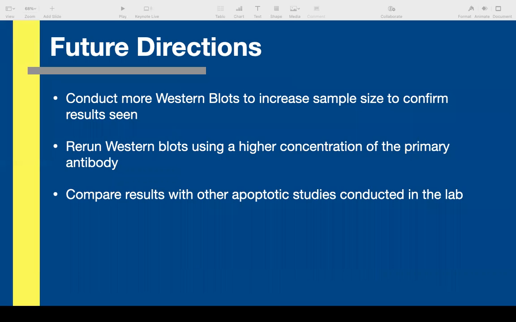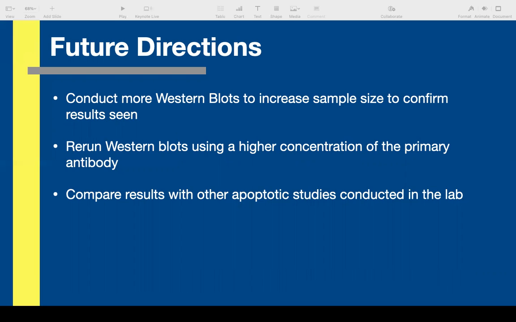For future directions, as I stated, I'd like to complete more studies and do more Western blots to really confirm the results that we've seen. This data shown today was with 2 completed blots. A third blot was conducted, but was unable to be used in this presentation. A third blot could help reveal any significance in the data or any differences in the data.